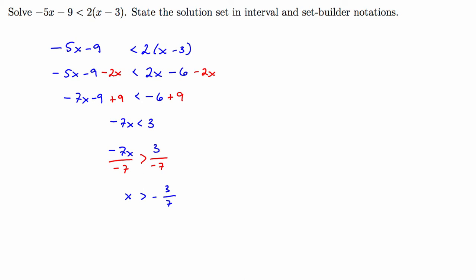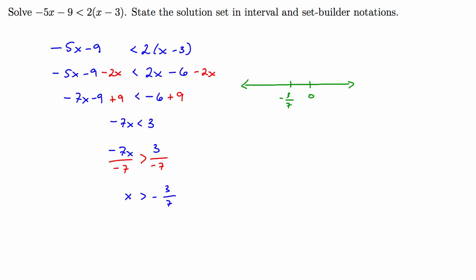We've now solved the inequality, but we need to state the solution set in both interval and set builder notations. While it is not required, it is often helpful to visualize this on a number line. So a quick sketch of a number line. We draw a number line. It's always good to orient ourselves by placing 0 somewhere on our number line. And negative 3/7 is to the left of 0.